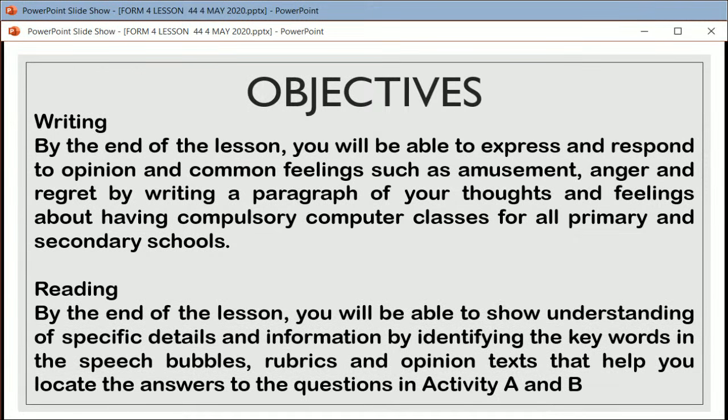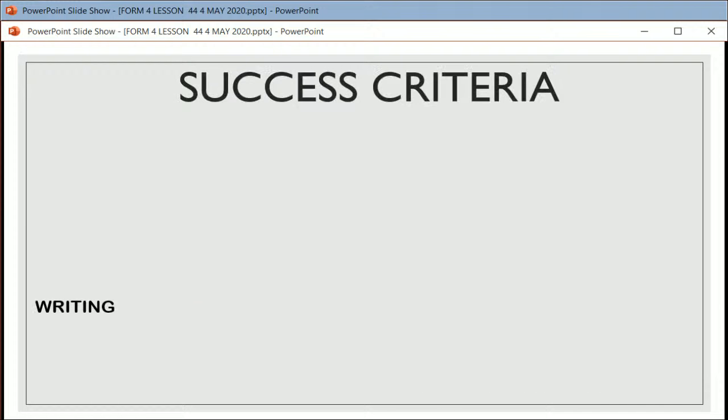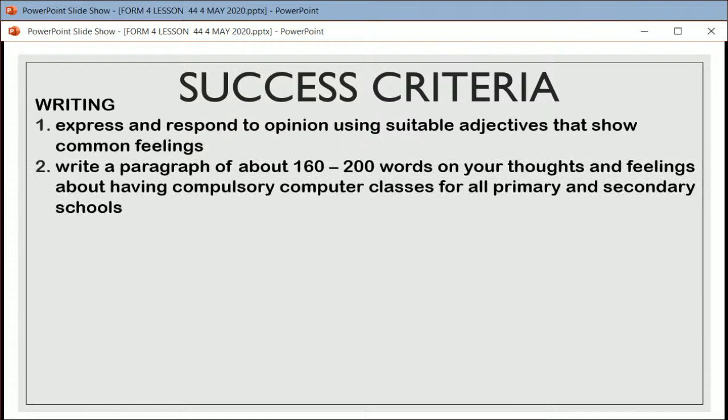All right, and then reading, by the end of the lesson, you'll be able to show understanding of specific details and information. How do you do that? As usual, you identify the keywords in the speech bubbles, the rubrics and opinion tags that help you locate the answers to the questions in activity A and B. For the success criteria, for writing, you have to express and respond to opinion using suitable adjectives that show common feelings. So any common feelings. It can be amusement, it can be regret, it can be happiness, it can be sad.